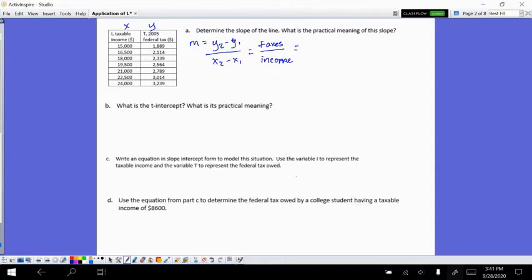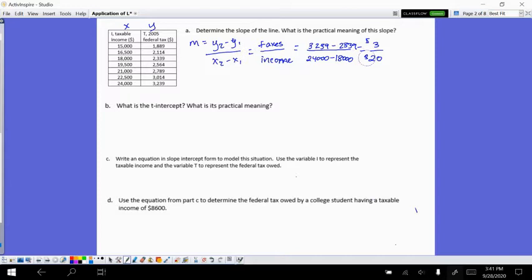And I'm going to pick the points that go with $24,000 and $18,000. It does not matter which two you pick. $24,000 goes with $3,239 in income tax and $18,339. I would not expect you to do this calculation in your head or by hand. Feel free to go to Desmos or use your calculator. And when you do that and reduce your fraction, you're going to get 3 over 20.